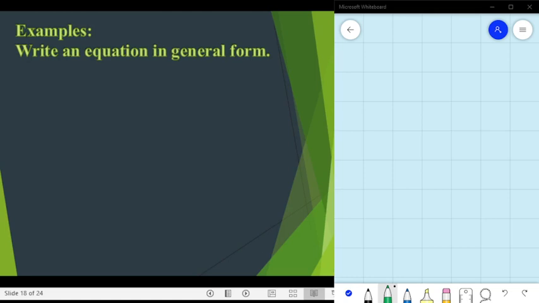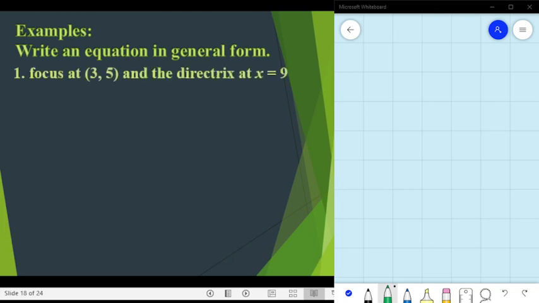Okay? So, mao ni ang mga different definitions. So, dapat natong hinumduman ang 4 ka general equations. 4 ka klase. So, we have the opening upward, downward, to the right, and to the left.